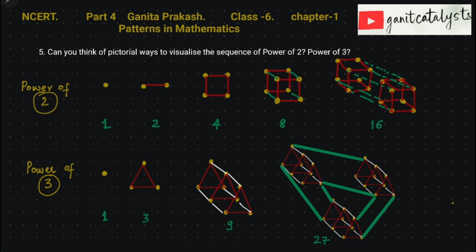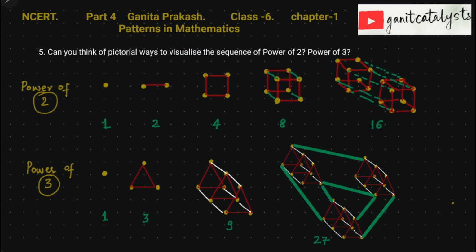Earlier we have studied powers of 2, Virahanka numbers, counting numbers, odd numbers, even numbers. Now today the next part of Figure It Out. The next question is, can you think of pictorial ways to view the sequence of powers of 2 and powers of 3?